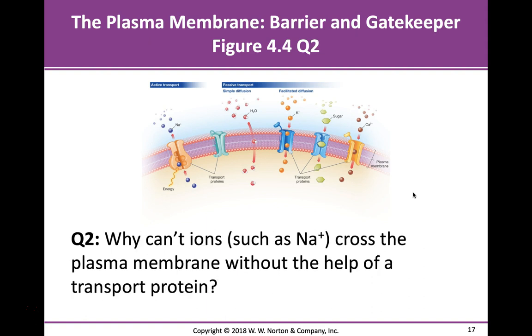Now, why can't ions like Na+ cross the plasma membrane without the help of a transport protein? So guys, the sodium ion is so small, so why is it not able to pass through? We already talked about that: sodium plus has a charge on it, and these types of ions and molecules cannot pass through without the help of a transport protein, because these are charged molecules.